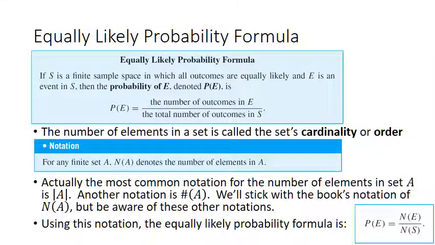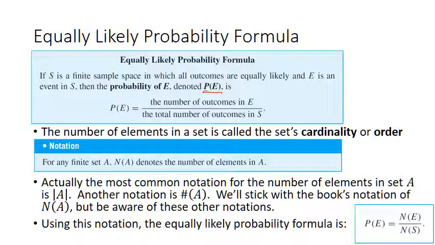Okay, so let's look at our first formula here. This is the equally likely probability formula. So if S is a finite sample space in which all outcomes are equally likely, and E is an event in S, then the probability of E, which is denoted P of E, is P of E equals the number of outcomes in E divided by the number of outcomes in S.